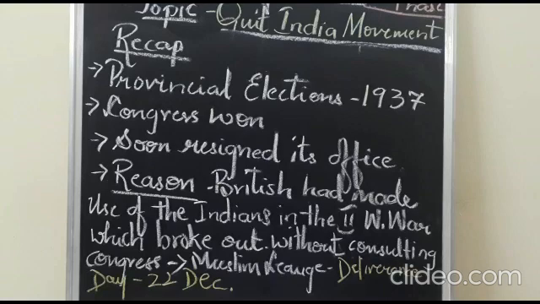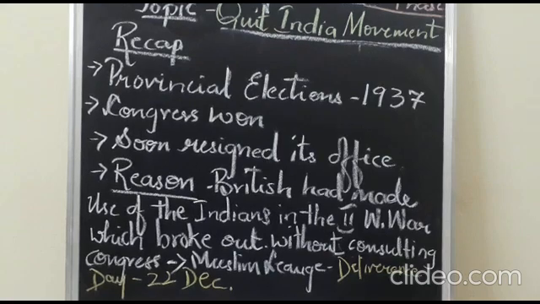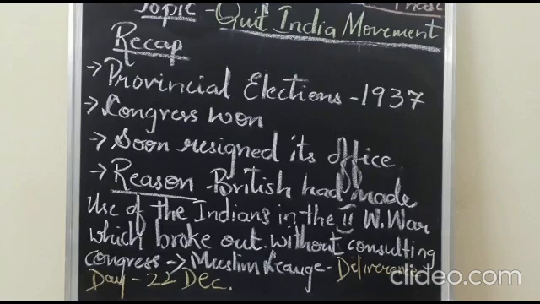Now, what did the Congress ask the Britishers to do? They said, we will support you provided that you grant us independence as soon as the World War is over. Which World War are we talking about? The Second World War.